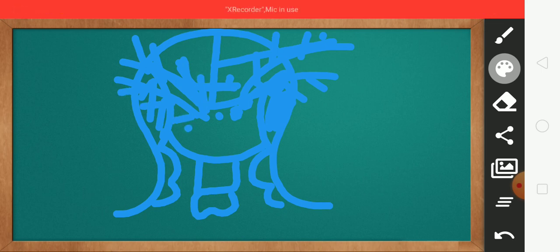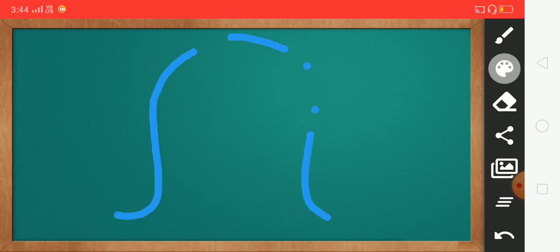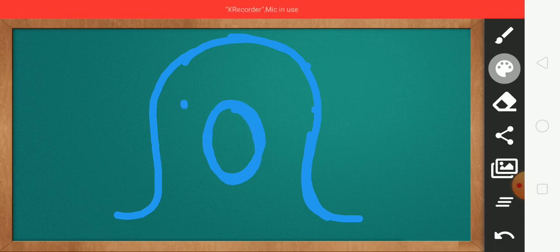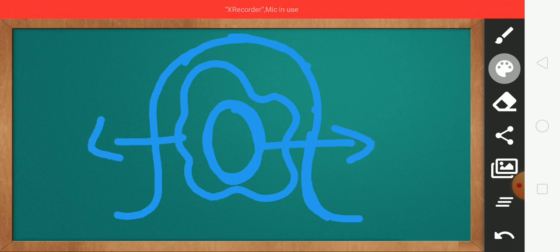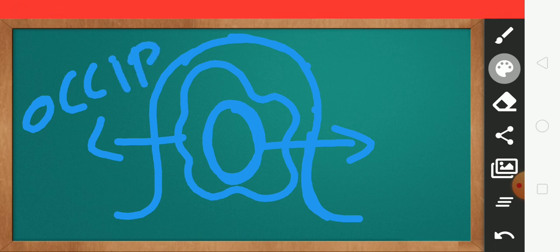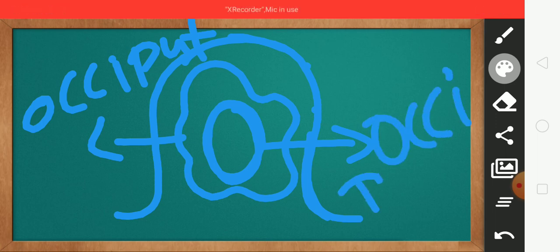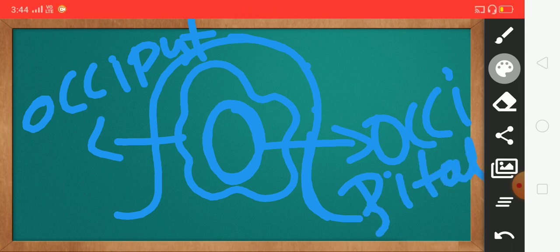Sorry for this uncomfortable drawing. I had given these notes in short in my channel. You can see it, and you can draw it comfortably and see it clearly. And this is our ventral view, and here is our occipital foramen, and this is our occipital sclerite.